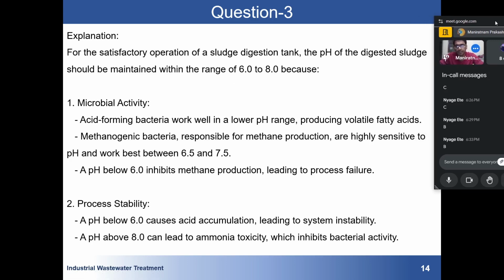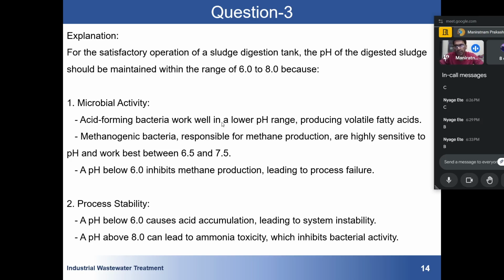For satisfactory operation of a sludge digestion tank, the pH of the digested sludge should be maintained within the range. If the pH of the sludge is very high, then there are high chances that the bacteria or microorganisms responsible for anaerobic digestion will die, and your aim won't be fulfilled.